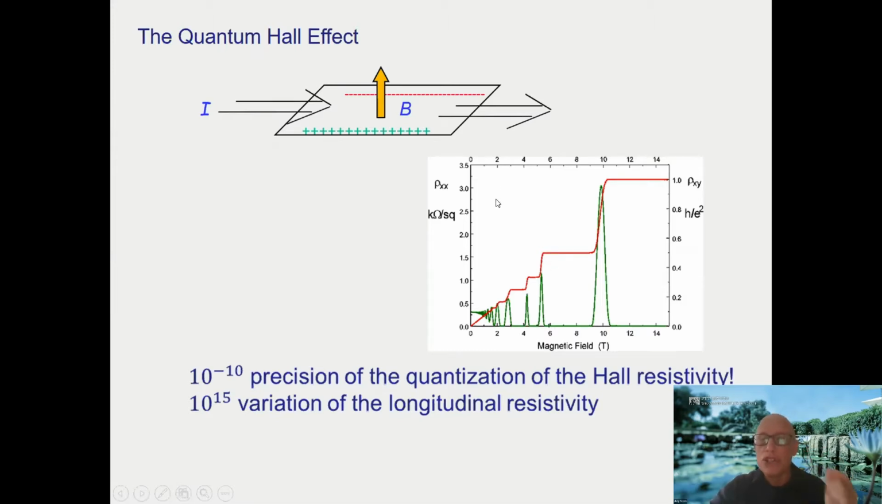Moreover, if you look at the longitudinal resistivity, you see these peaks. Going from here, where you're at the minimum, to here takes a change of a few percent in the magnetic field that you apply. And what you see is a variation of 15 orders of magnitude in the resistivity. So there's something extremely sensitive in this system. And it's made of electrons and nuclei, which interact by Coulomb interaction and the Schrödinger equation. How can they make something so dramatic?